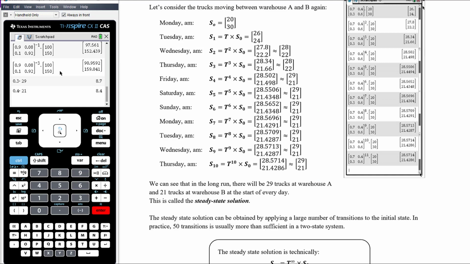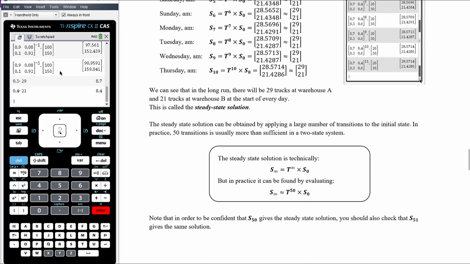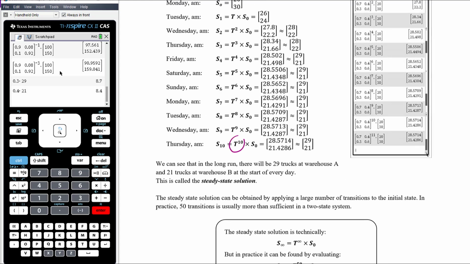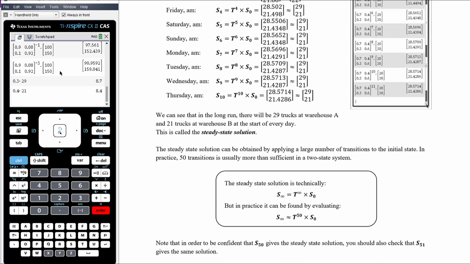You'll never need to work out when that actually happens because it comes down to a question of rounding, but the idea is over the long term, what will happen? So essentially the steady state solution can be obtained by applying a large number of transitions to the initial state. What we actually saw here is that 10 transitions was more than enough. What I would usually say is I would normally apply 50 transitions. In terms of what we write, for the steady state solution, we're actually finding S infinity. We're finding what happens as time heads on forever.